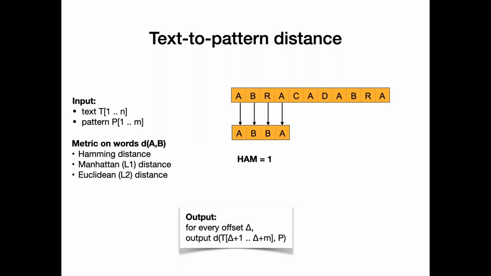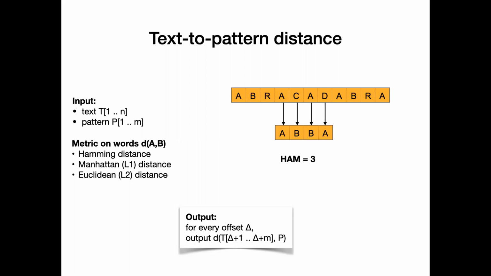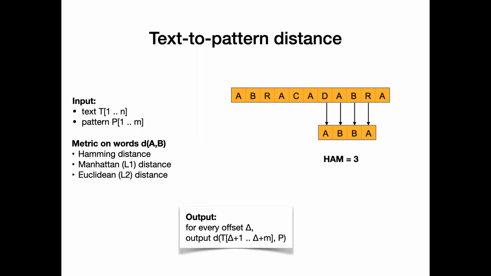Here, for example, considering Hamming distance, we can just take our text and a pattern, slide this window, and count the number of mismatches. Here, for example, every character is different. And then we have distance 3, 3, distance 3, distance 3, and distance 1. Basically, we are given as input two words, and we want to output a linear size array of answers, of distances.